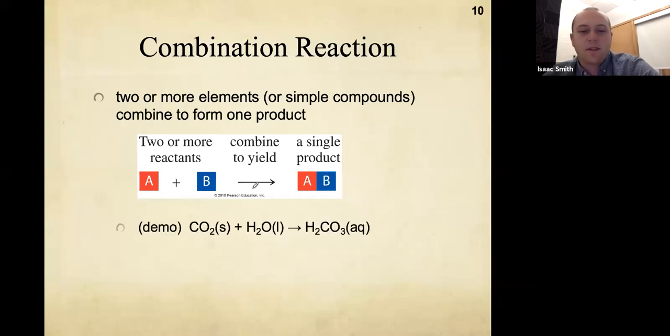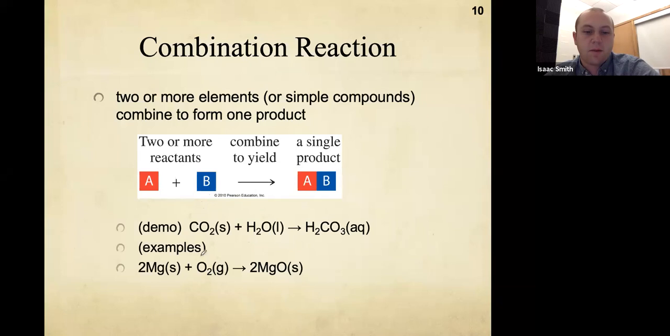An example would be, see, this is probably a better example. Don't worry about that one too much. So magnesium plus oxygen gives you magnesium oxide. This one doesn't combine perfectly and is hard to see. But again, they do combine to form, this is carbonic acid.